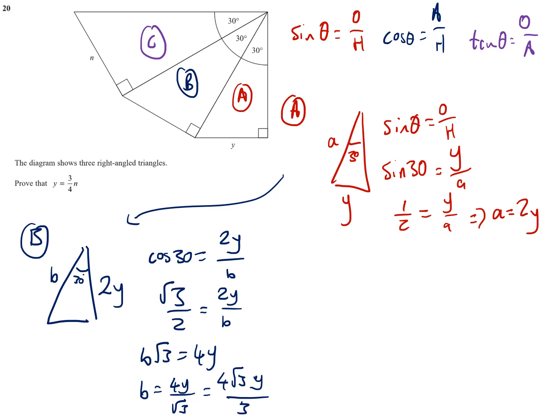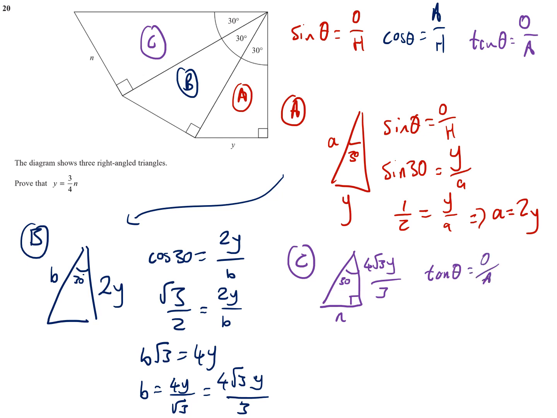And last but not least, we're now going to the final triangle, triangle C. So I'm looking to find n in terms of y. So n's the adjacent side. Oh no, it's not. It's the opposite side of this triangle. And the adjacent side, what we just worked out, is 4 root 3 y over 3. Okay, so we're nearly there. This one we use the third and final function. We're going to use tan theta equals opposite over adjacent.